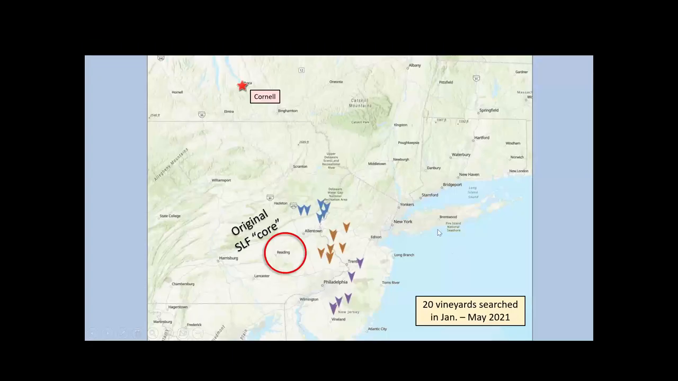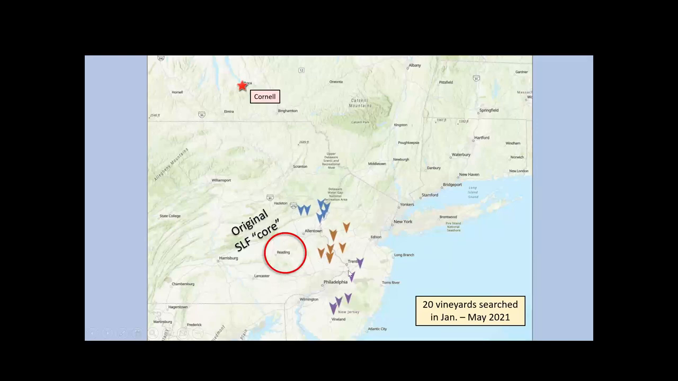Sorry. So just to set it up, we did this trial. We did this research program with the New York State Invasive Research Institute and some other researchers at Cornell. And we looked at these vineyards based around eastern Pennsylvania and western New Jersey. And there I circled the original core of lanternflies.